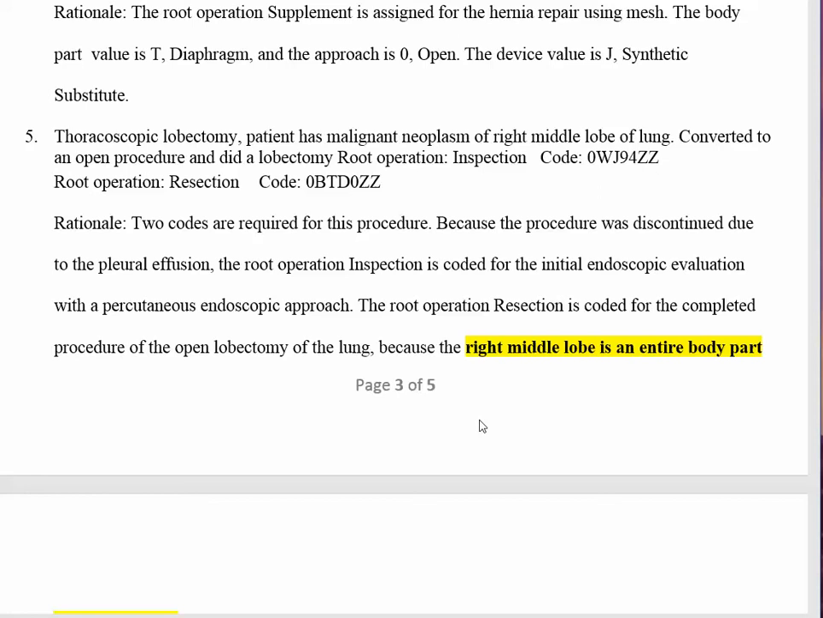Also, this started out as a closed or endoscopic procedure and then moved to an open procedure. Per the ICD-10-PCS guidelines, we have to assign 2 codes. One is for the endoscopic and the other is for the open.